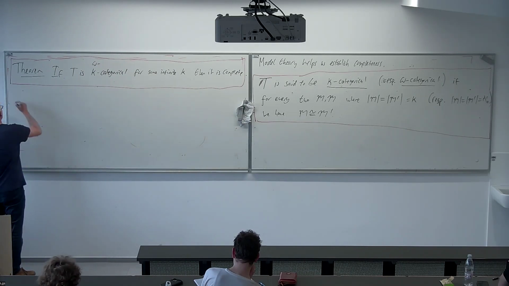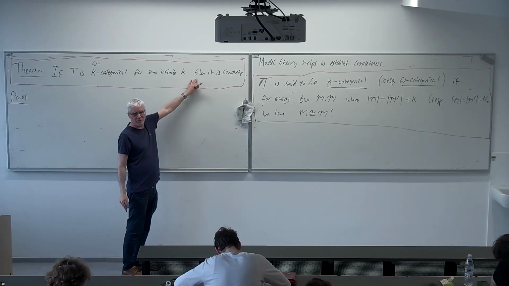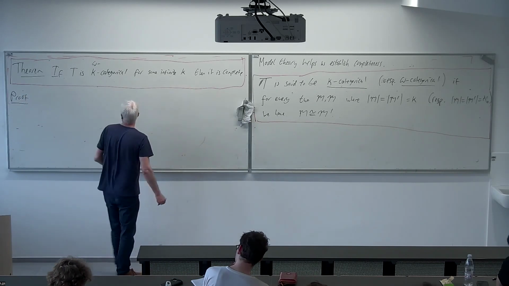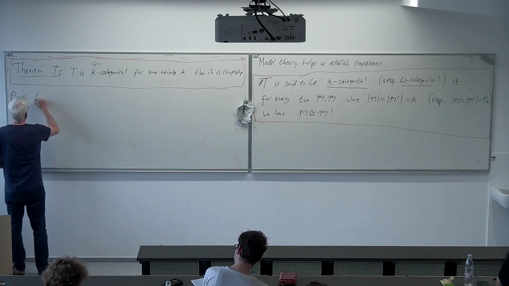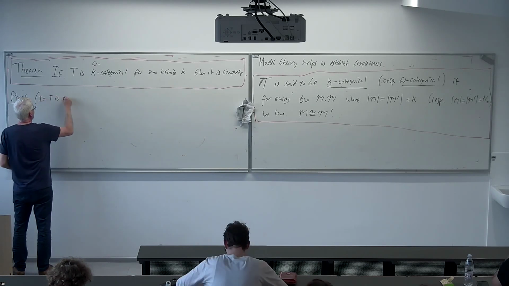Okay, so proof. Let's do the omega case first, and then we'll do the general kappa case. Okay, so proof: if T is omega categorical.